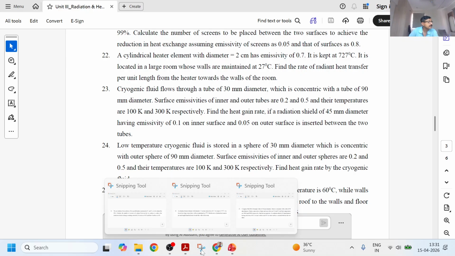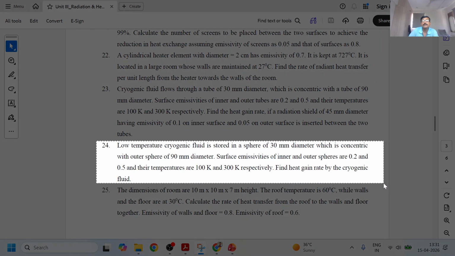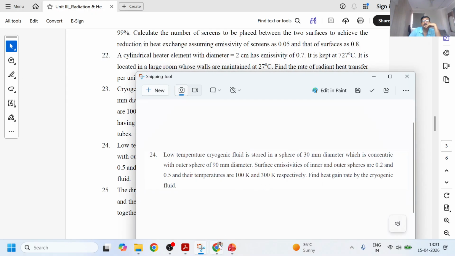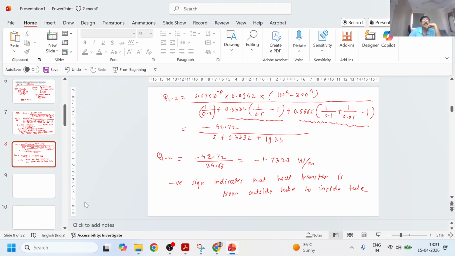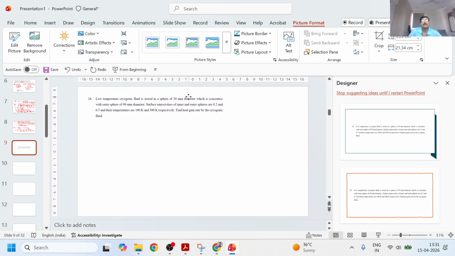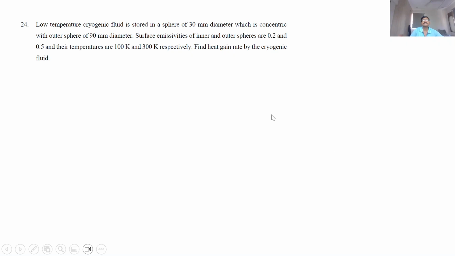I think we covered the 23rd problem. Now we'll go to the 24th. Let's go to the PPT. I will copy paste it here. Let's interpret the data.